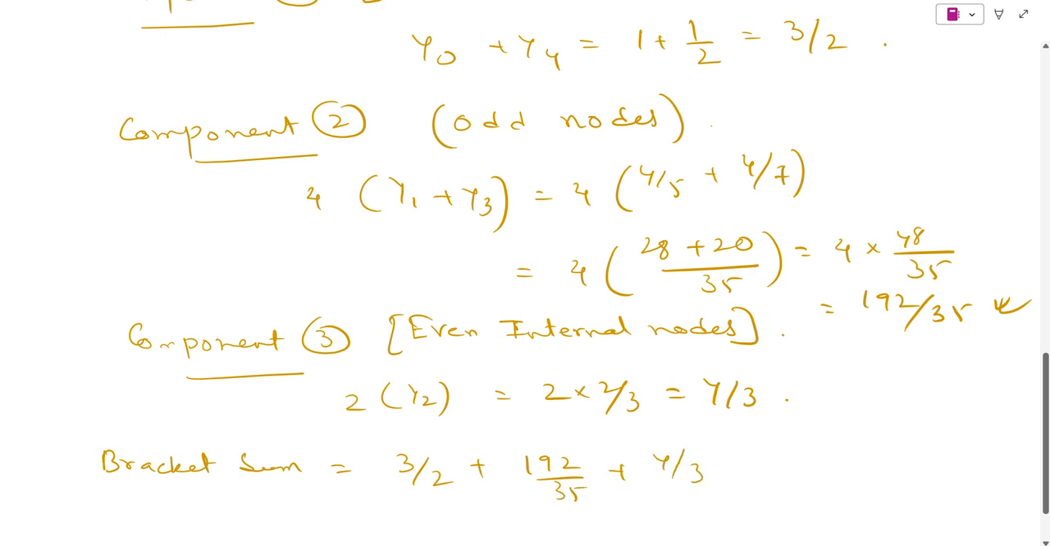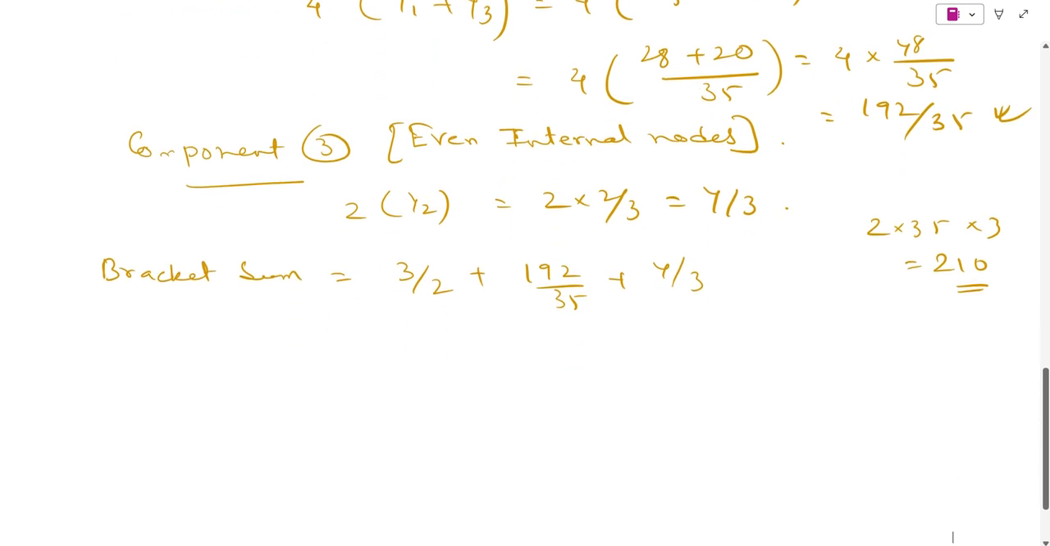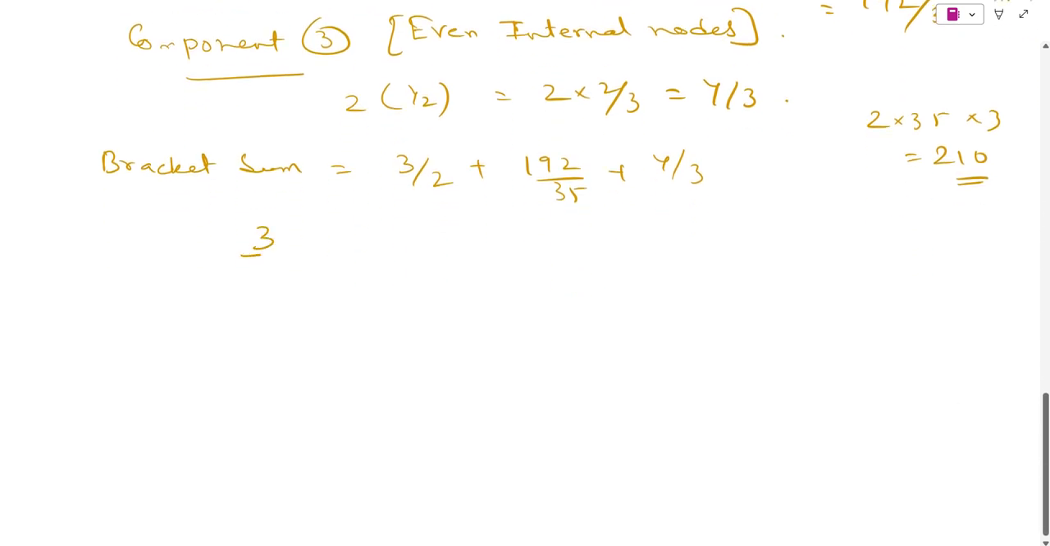So what is the least common multiple, LCM, for our denominators? 2, 35 and 3. This will be 2 into 35 into 3. So this is 210. Okay. So let's convert each term. So 3 by 2 is equal to, 210 here, 3 into 105. So this is 315 by 210.